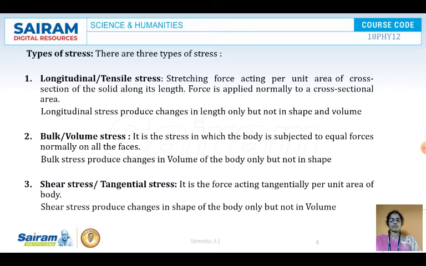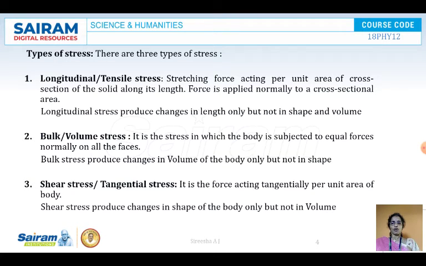Next is a bulk stress or the volume stress. It is a stress in which the body is subjected to external forces normally on all faces. I can give you a best example here. Take a balloon filled with water. What will happen if you pierce holes in the balloon? If you apply pressure to the water inside the balloon, the water will come out of the balloon holes perpendicularly.